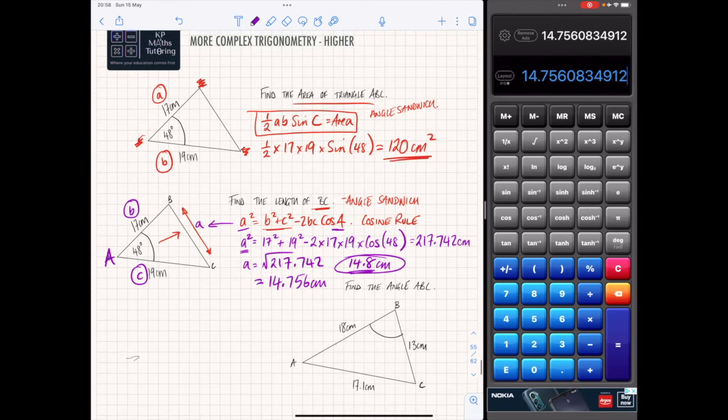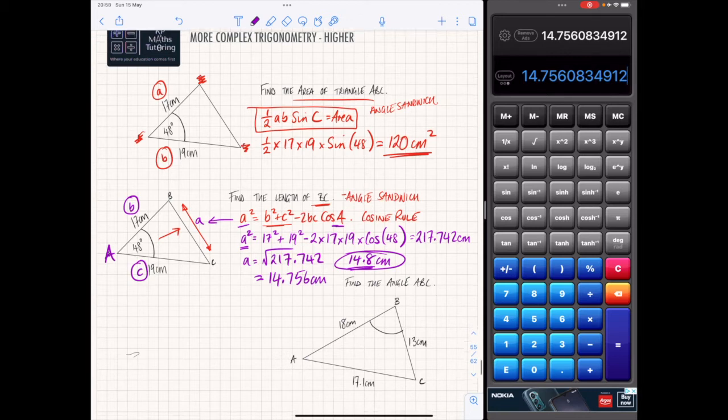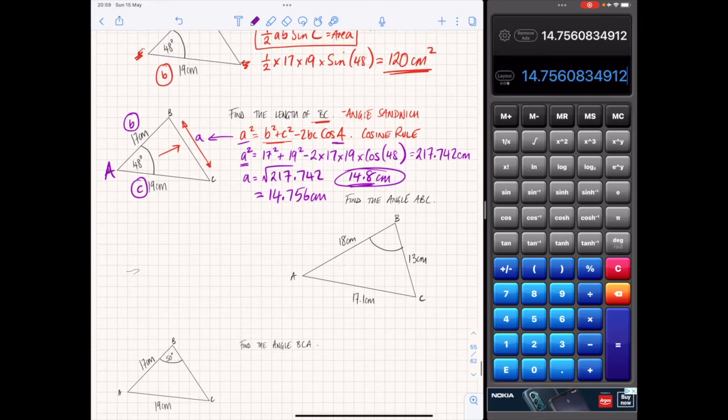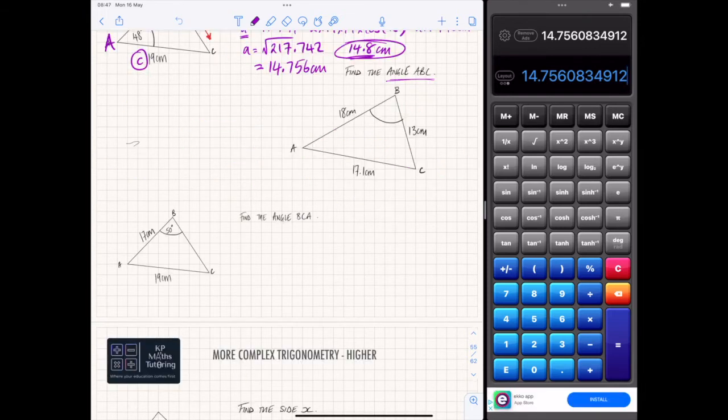Okay, so the first couple of bits there, making sure you've got an angle sandwich, and looking at changing the letters of the triangle depending on what suits your needs. So let's now look at the third example here, which is going to be the cosine rule, but this time it's finding an angle. Okay, so cosine rule, finding an angle.